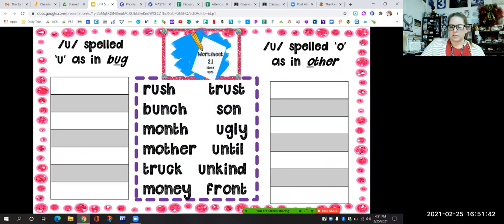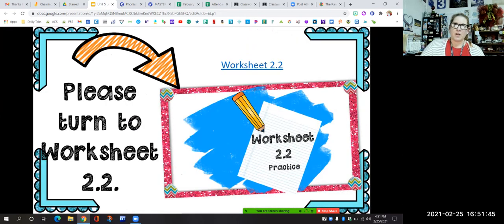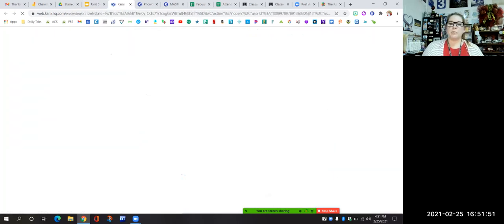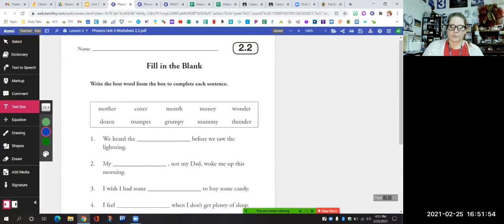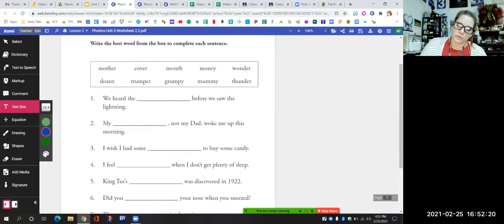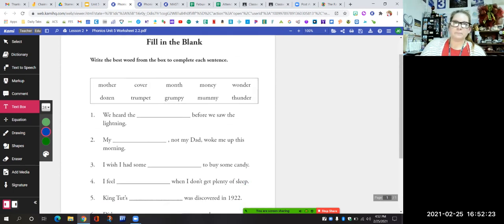And this is just an example of the worksheet that we just did. Okay. All right. So let's look at worksheet 2.2 that you're going to do today also. This is easy peasy, guys. We're just taking these words that have the sound and we're going to decide where the word goes in the correct sentence. So you're going to read the words. We have mother, cover, month, money, wonder, dozen, trumpet, grumpy, mummy, and thunder. And you're going to decide which one of these sentences does it go in correctly.